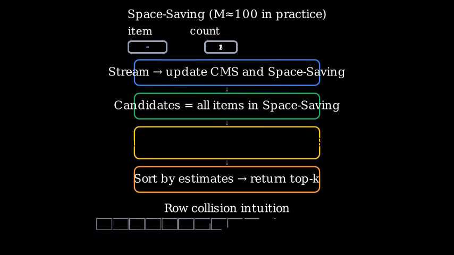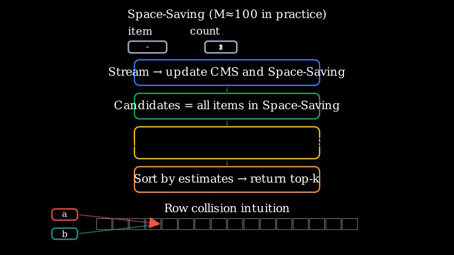Count-Min Sketch over-estimates because collisions only add false counts. The expected overcount is bounded by epsilon times n, and the probability of exceeding that bound is at most delta. Depth reduces failure probability via independent rows and the minimum operator. Width reduces collision rate in each row.